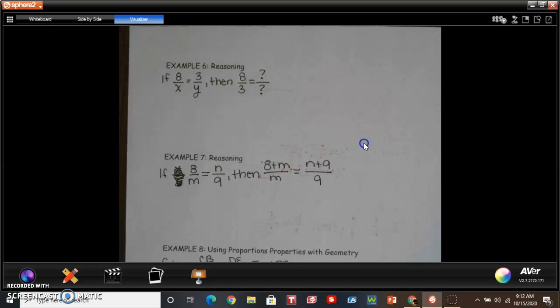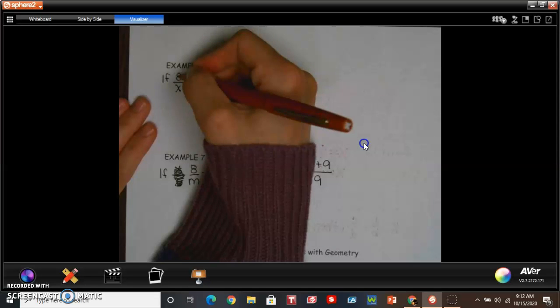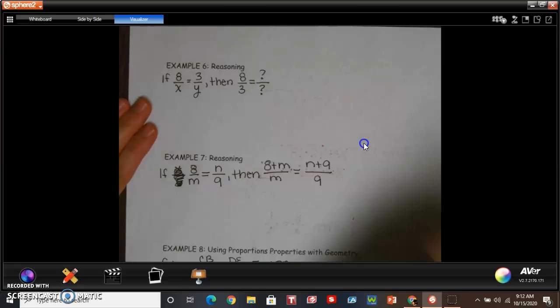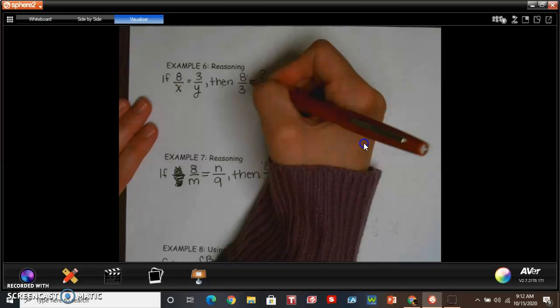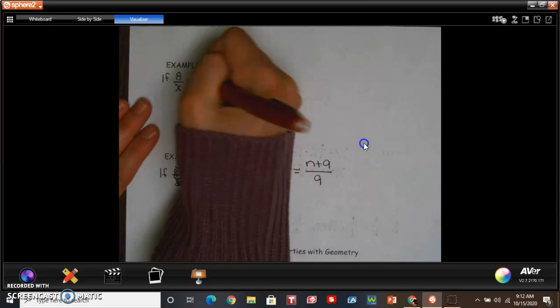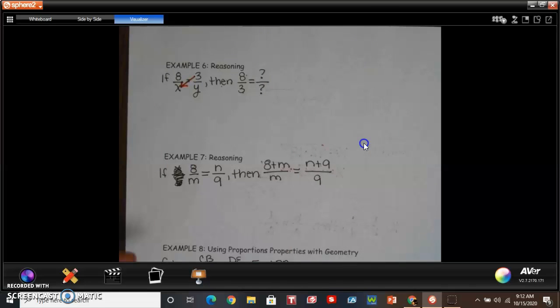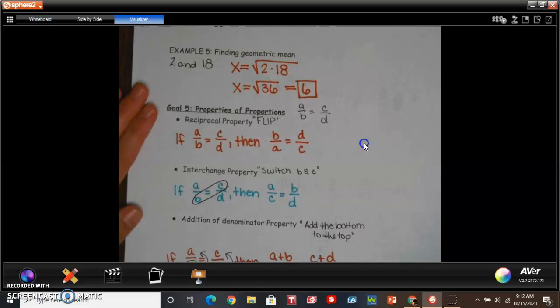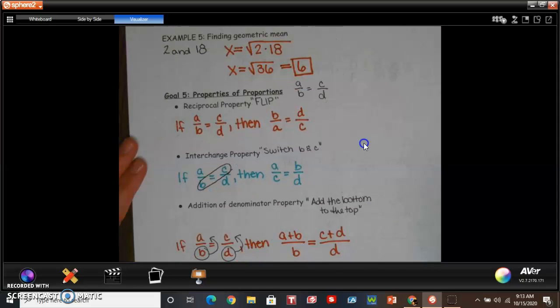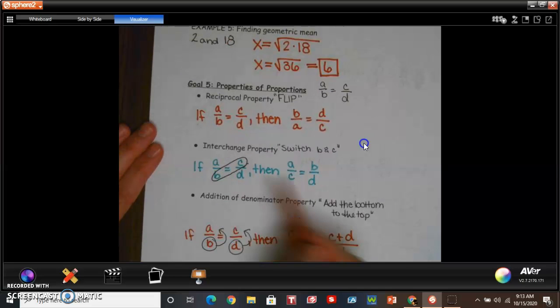All right, so for example 6, we're going to start with some reasoning. This is like completing the sentence, okay? So this one, again, will not be multiple choice. So we need to see what is happening, and we need to figure out what would be our end result. So if 8 over x is equal to 3 over y, then 8 over 3 is equal to what over what? Well, what I notice is that my 3 went down here. So I'm going to look back. Which one of these has my C property, which is what 3 is, moving to the bottom? Well, that would be this one here. So our answer is going to be B over D.